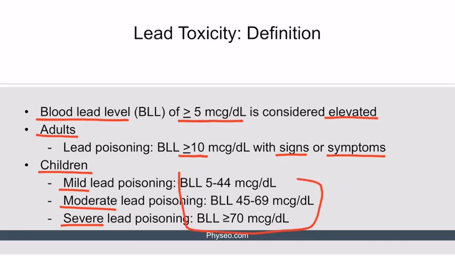Now, mild lead poisoning is defined by blood lead levels between 5 and 44. Moderate is defined as a level between 45 and 69, and severe is equal to or greater than 70. Now, it's important to memorize these blood lead levels because those define the severity of the lead poisoning in children, because really the appropriate treatment depends entirely on that concentration level.